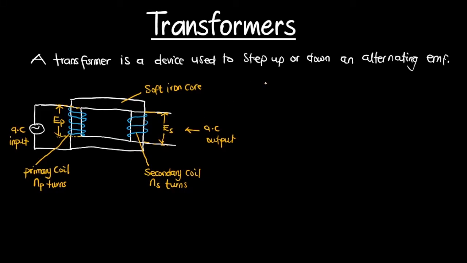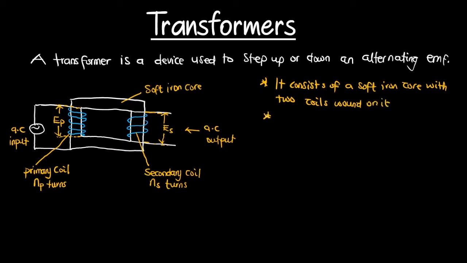So basically, let's have a look at some things we can note over here. We are saying that it consists of a soft iron core with two coils wound on it, right?